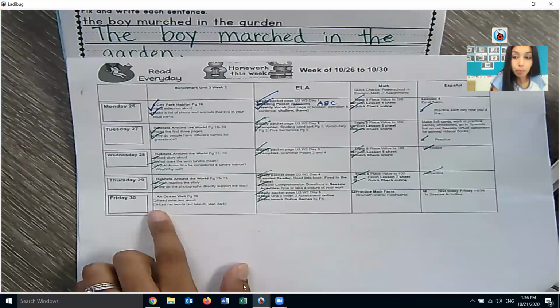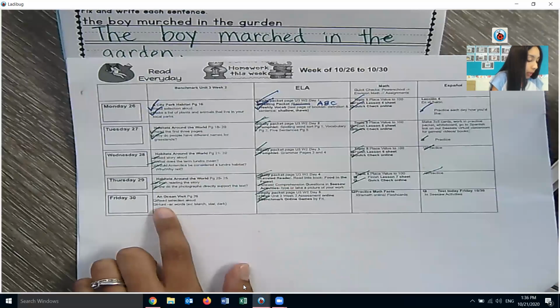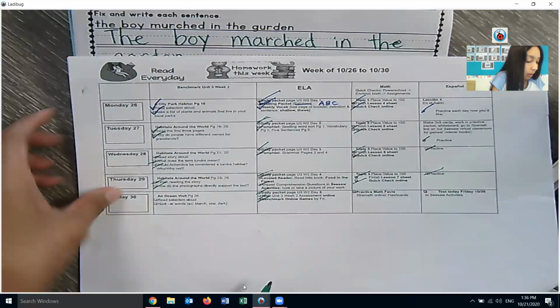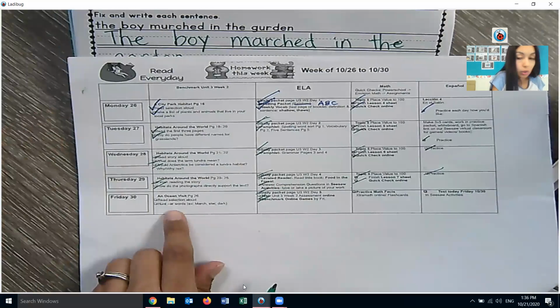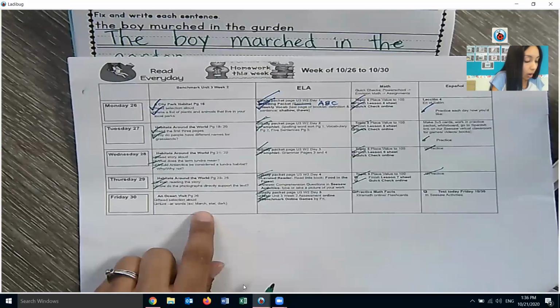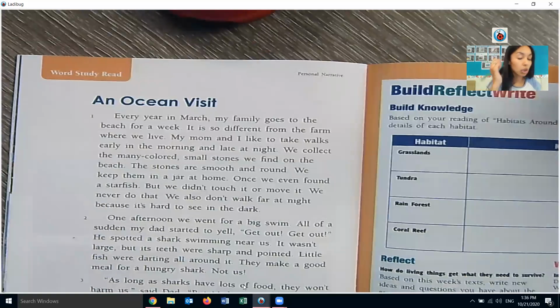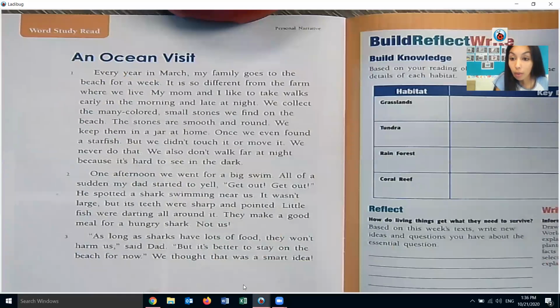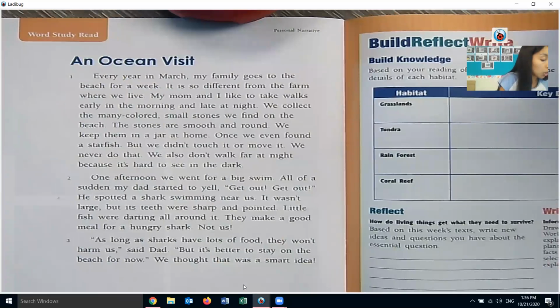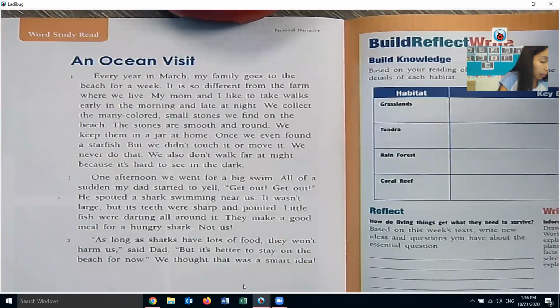Today's activity for benchmark is to read the story, An Ocean Visit, aloud. So we'll read it aloud. As we read it, we're going to hunt for AR words, just like our spelling words for the week. So let me go to An Ocean Visit. And if you want, go ahead and highlight. I'm going to circle just because when I highlight in a video, it doesn't show up very well. So I'll circle, but you're welcome to underline, highlight, whatever. So AR words, A-R.